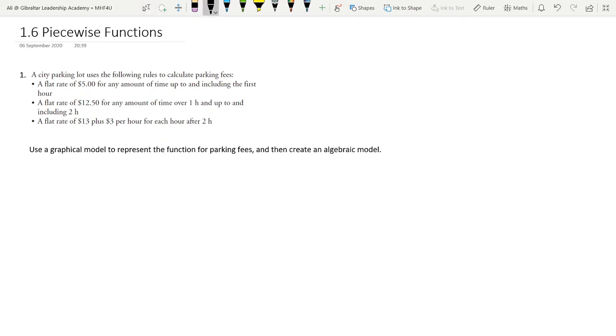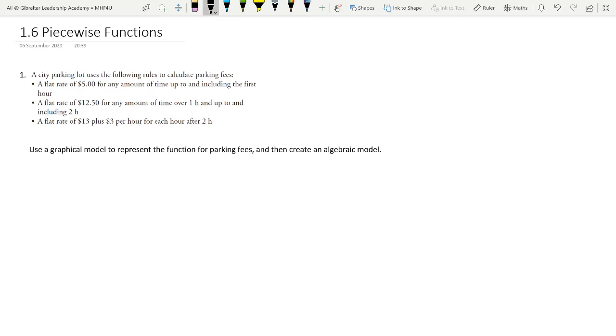A city parking lot uses the following rules to calculate parking fees. A flat rate of $5 for any amount of time up to and including the first hour. A flat rate of $12.50 for any amount of time over 1 hour and up to and including 2 hours. A flat rate of $13 plus $3 per hour for each hour after 2 hours. Use a graphical model to represent the function for parking fees and then create an algebraic model.